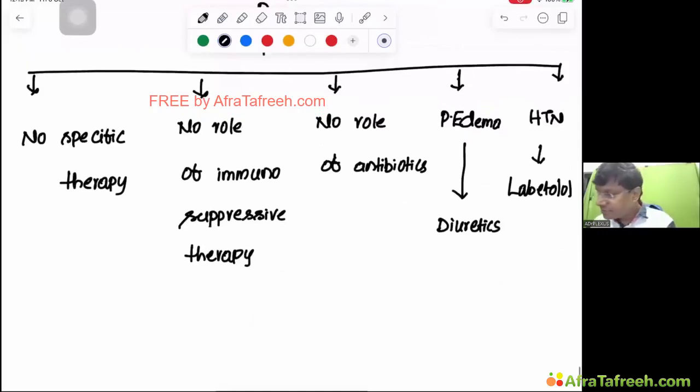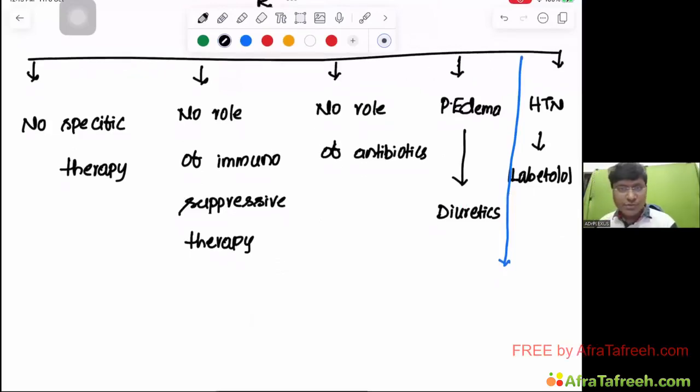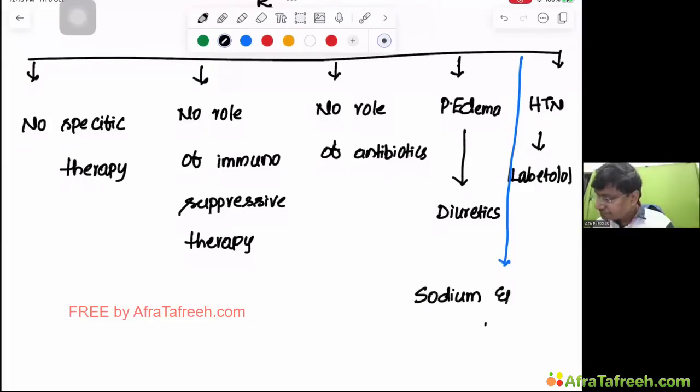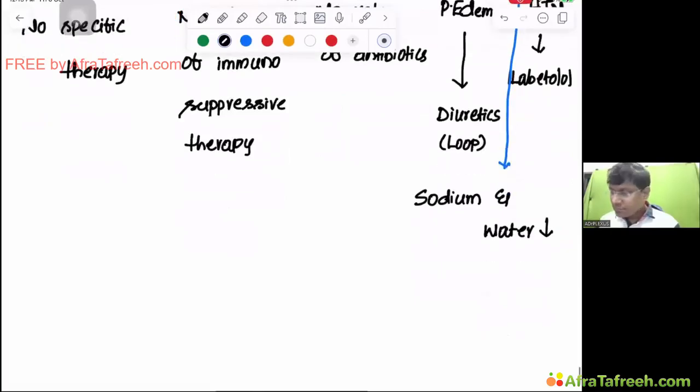And the other thing is, because these patients are having fluid overload, for that reason there is salt and water restriction. And along with that, as I already said, you should give loop diuretics, mainly when the individual develops pulmonary edema. How will be the prognosis in these patients?